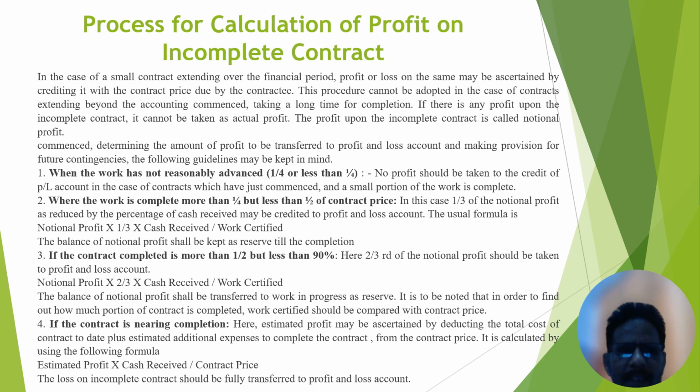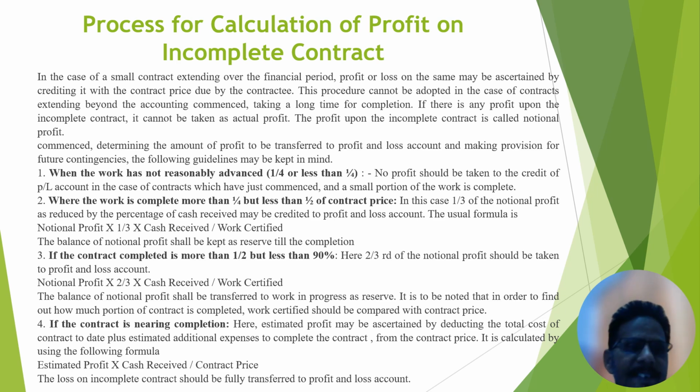Now, after that, the process for calculation of profit on incomplete contract. Under this we have four situations. Listen carefully. The first point: when the work has not reasonably completed. It means our work is completed below 25%. In this situation, no profit should be taken to the credit of P&L account. All the profit here we transfer to work in progress account. So this is the first situation, our work is completed below 25%.